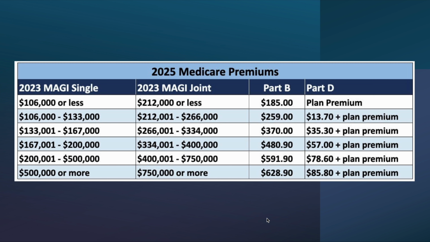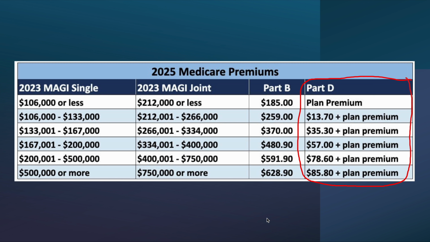Then if we look at this final column, we see the Part D premium. Again, it's going to start at $13.70 for those who are at the lowest level, and then go all the way up to $85.50 for those that are at the highest. And that is plus the plan premium.